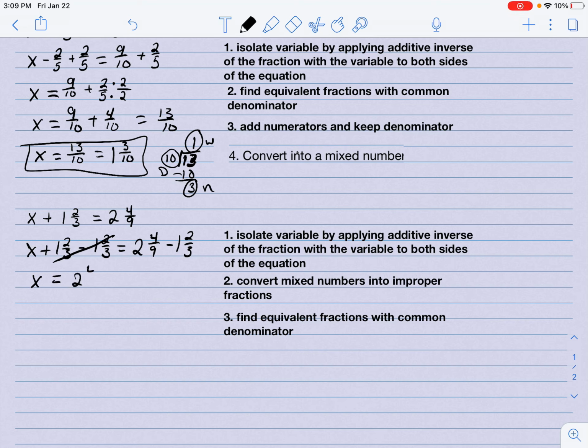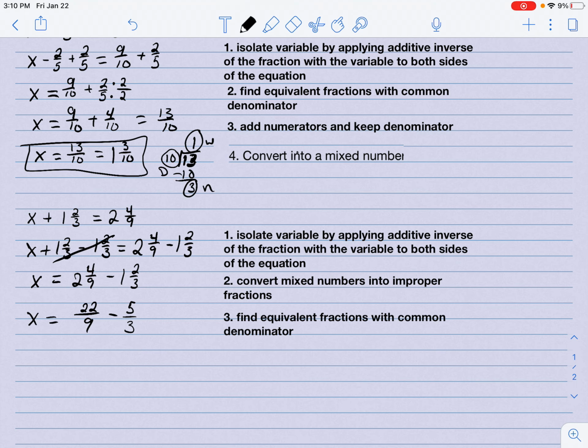Leaves us with 2 4/9 minus 1 2/3. Okay, so you could subtract here the whole numbers and then the fractions. I'm going to convert them to improper fractions first and then solve. So 9 times 2 is going to be 18. 18 plus 4 is 22. So 22/9 minus 3 times 1 is 3, plus 2 is 5/3.